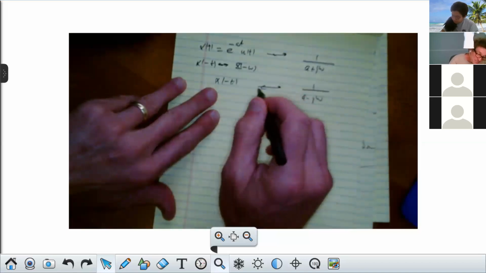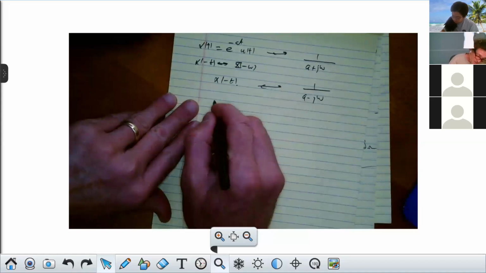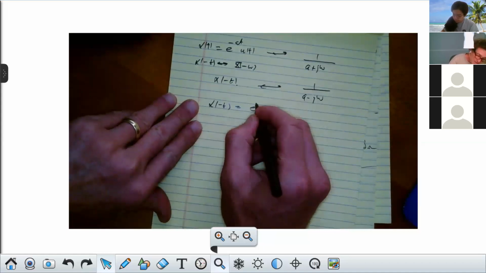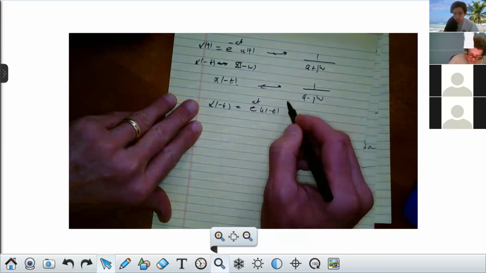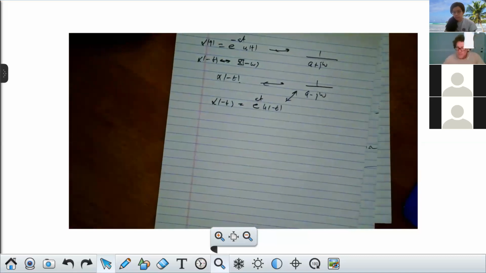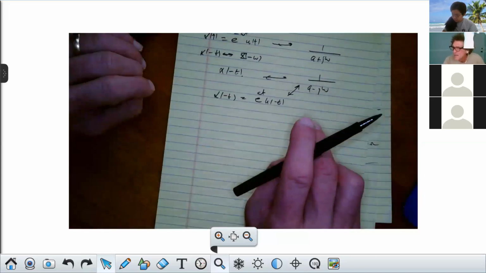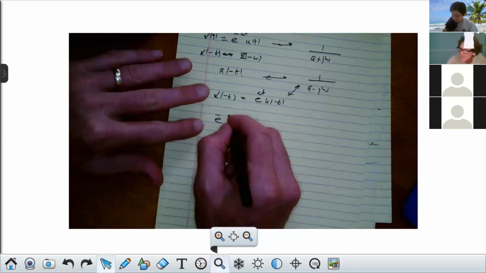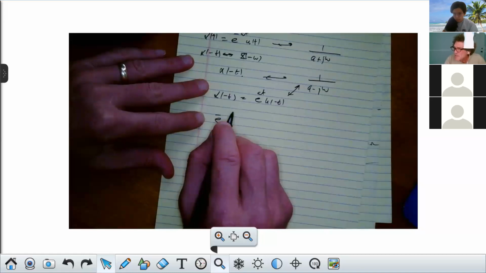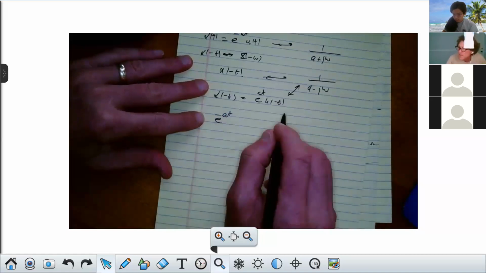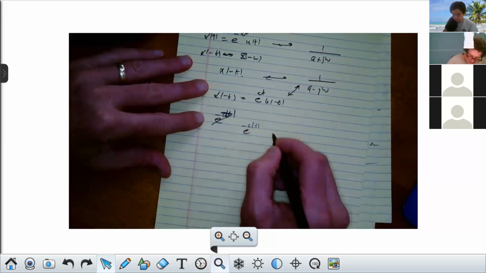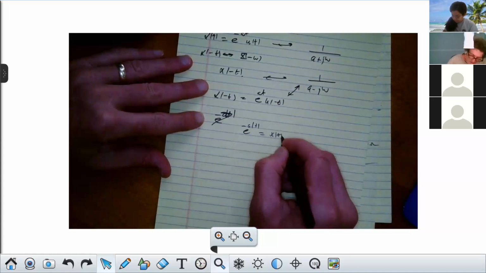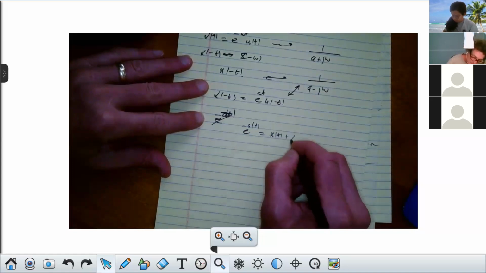Now, x of minus t, for the record, is equal to e to the at times u of minus t, correct? Yes, sir. That's where that would go. He wants the transform of e to the minus a, magnitude of t. Well, that's really equal to x of t plus x of minus t. Do you agree with that?